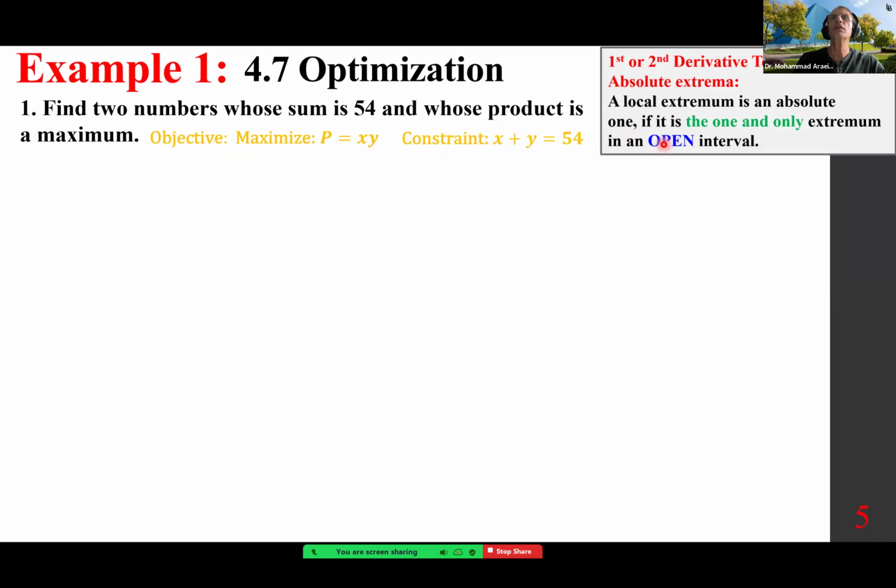Now, one thing that is important to understand: when we do the first or second derivative test for absolute extrema, a local extremum is an absolute one if it is the one and only extremum and it's dealing with an open interval. So if we have an open interval and one critical point, local becomes absolute, because the first or second derivative test just gives us a local extremum.